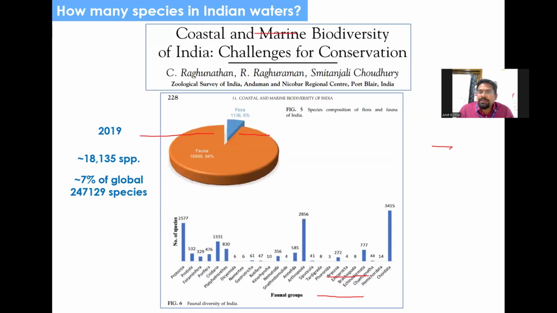Again, in 2019, researchers from the Zoological Survey of India, led by Raghunathan, published a report saying that close to 18,135 species are reported from Indian waters. And in terms of percentage, it comprises close to 7% of the global 2,47,129 species reported at that time, right?